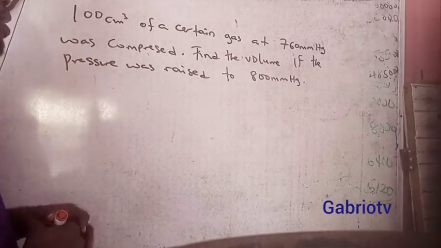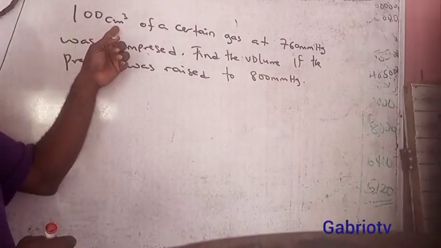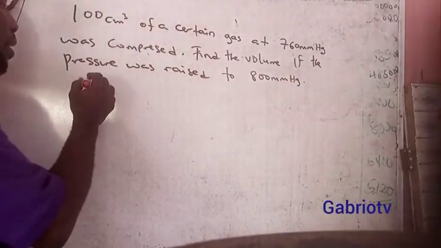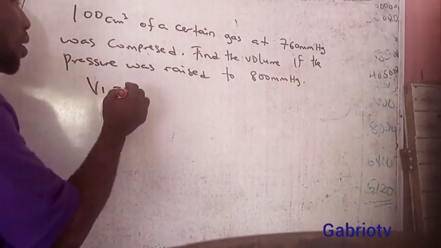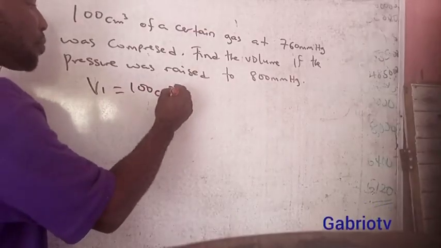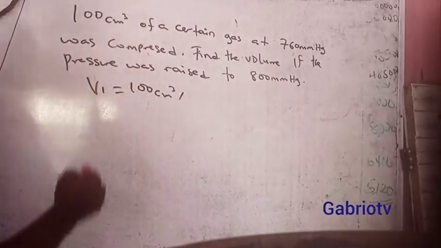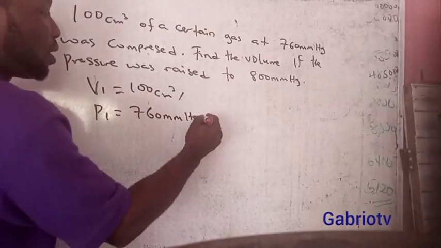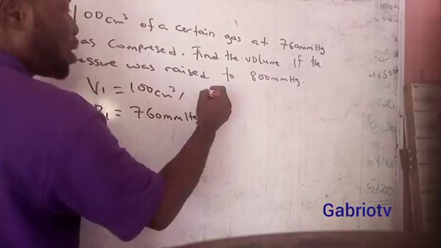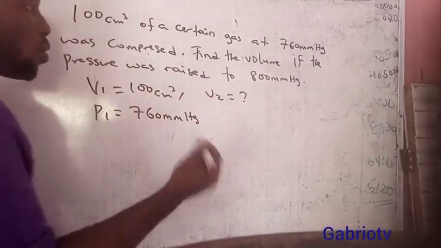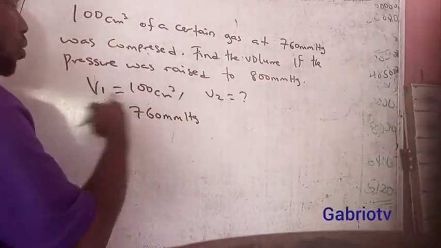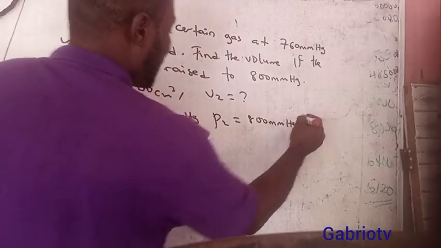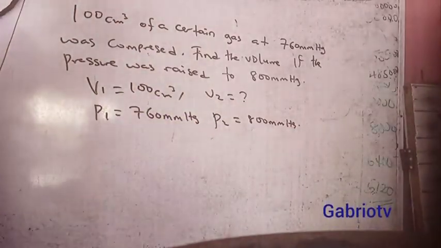Now, what are the parameters here? You look at it: volume is in cm3, and our pressure is in mmHg. So we are going to write out our parameters. The first volume that was mentioned, V1, is 100 cm3. Then the first pressure, P1, was 760 mmHg. From the question, we are to find the volume, so V2 equals question mark, or unknown. Then when the pressure was raised to, so this one is P2, P2 equals 800 mmHg.